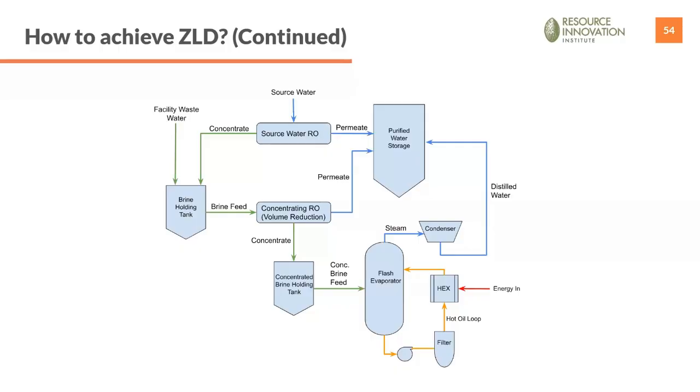So in the picture on the screen, you see the concentrated brine holding tank feeding the flash evaporator, and then off the top of the evaporator we have a steam system which is then condensed and turned into water again. At the bottom, you would have your solids removal.